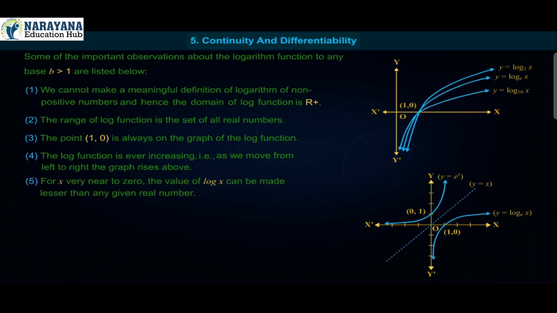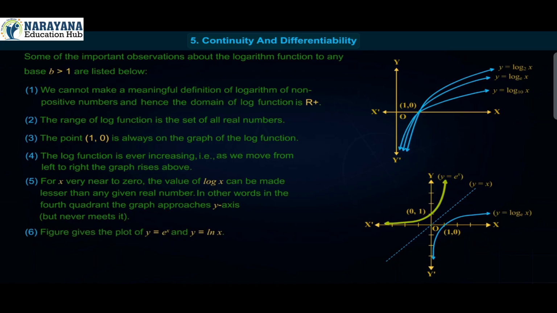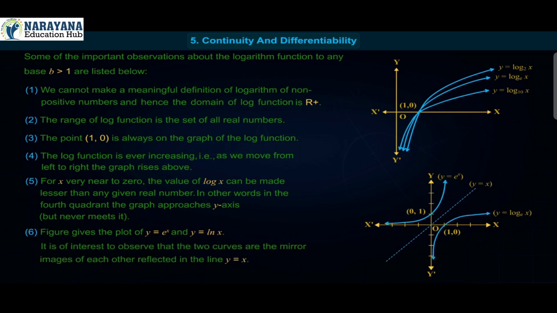Number 5. For x very near to 0, the value of log x can be made lesser than any given real number. In other words, in the fourth quadrant, the graph approaches the y-axis but never meets it. Number 6. The figure gives the plot of y equals e raised to x and y equals ln x. It is of interest to observe that the two curves are mirror images of each other reflected in the line y equals x.